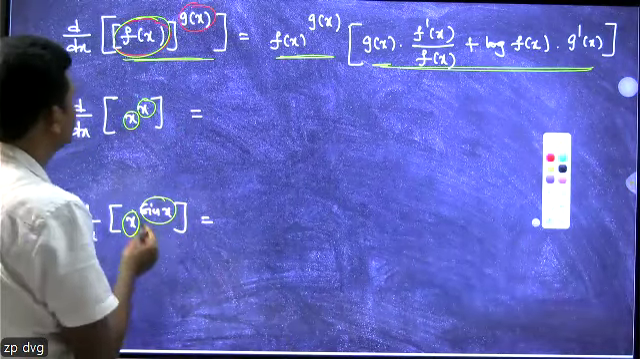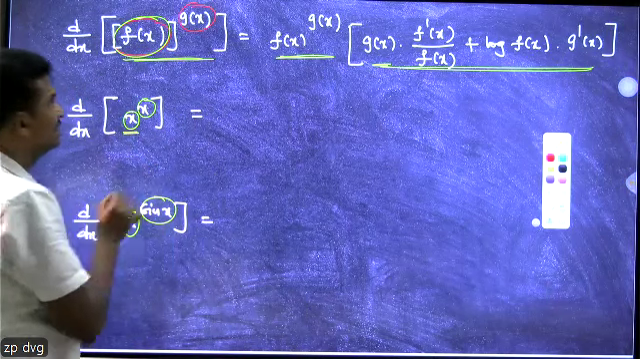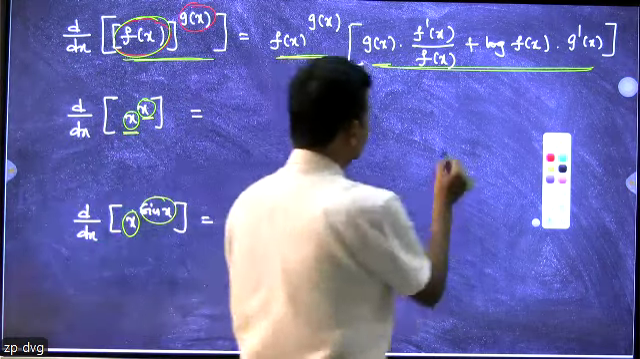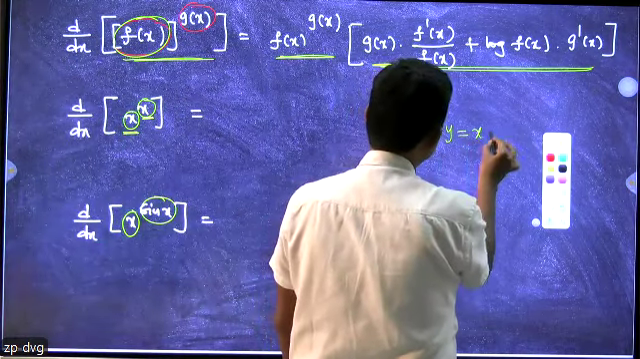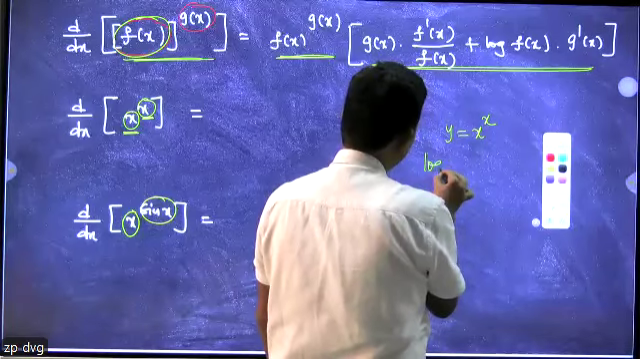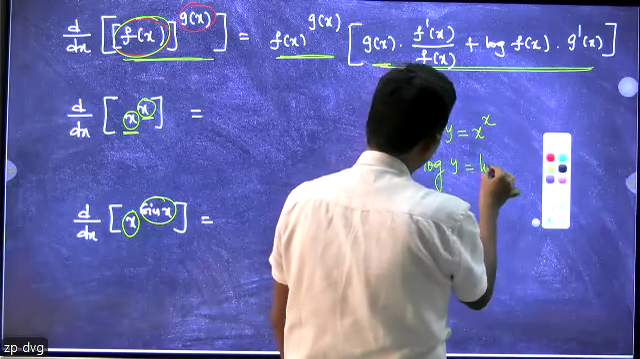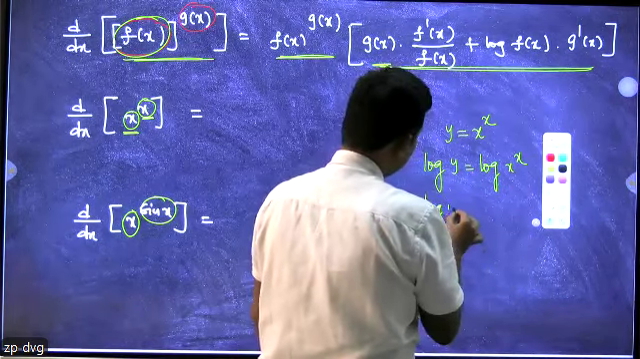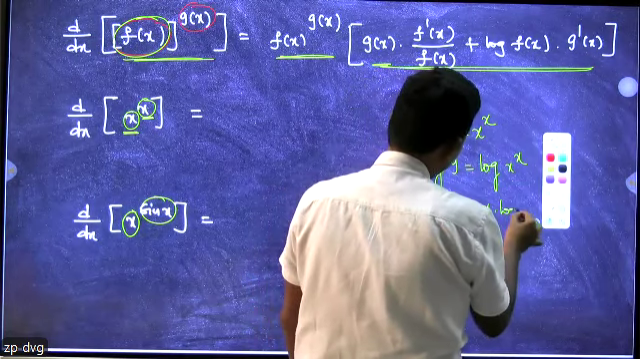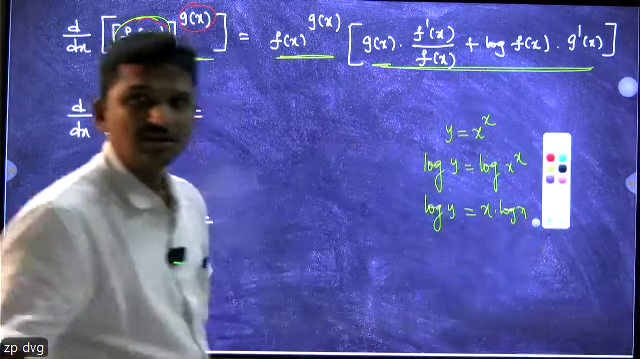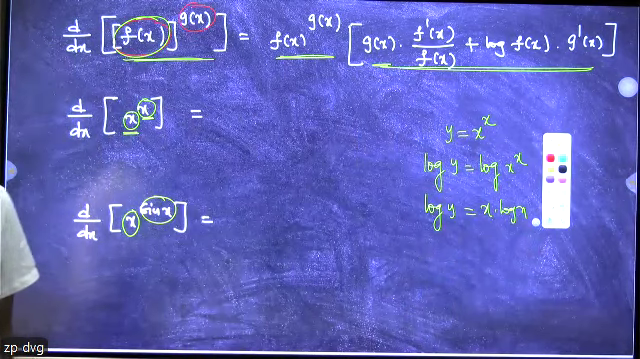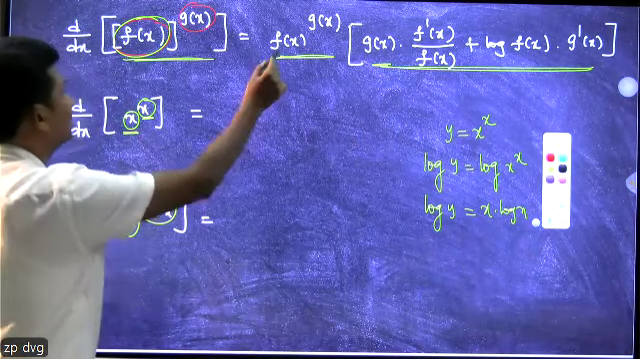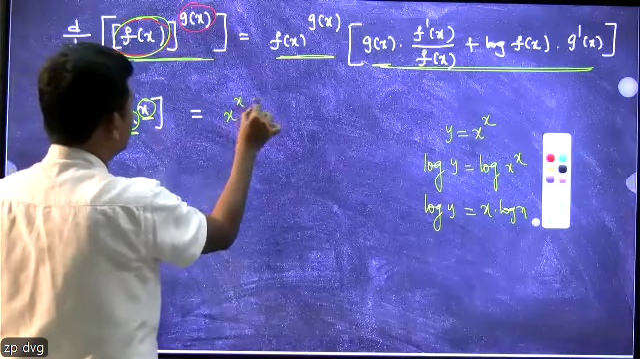Okay, derivative of x power x. Here, what is f of x? f of x is x. What is g of x? g of x is also x. Actual method is like this. We take x power x as y. We'll apply logarithm on both sides. Log y equal to logarithm of x power x, and then log y equal to x into log x. We'll differentiate with respect to x on both sides and then we'll get dy by dx. That is the regular procedure you already learned in NCERT, right?